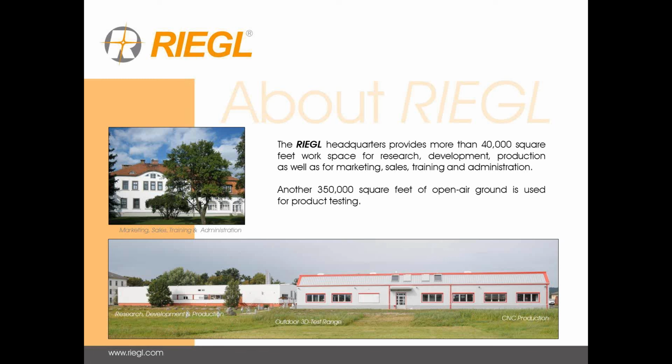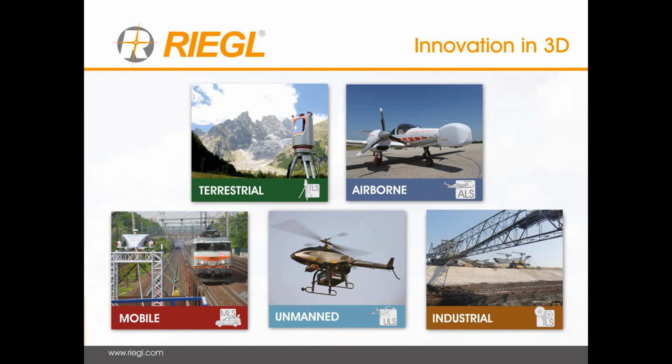Our headquarters is in Horn, Austria, where 170 people work. We have an administration building, which you see here. We have research, development, production, and then we also have a CNC shop next to it. So our company spans a really broad number of applications and industries. We're primarily going to be speaking about terrestrial today, although we'll touch on unmanned a little bit because there's a lot of synergy between them.